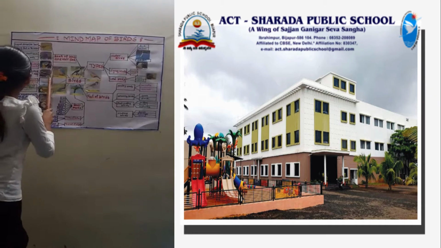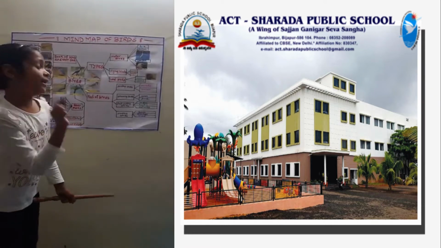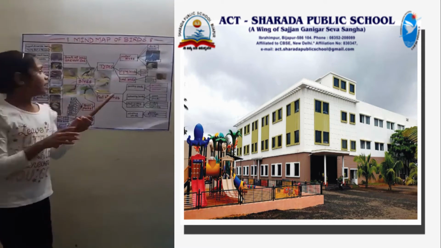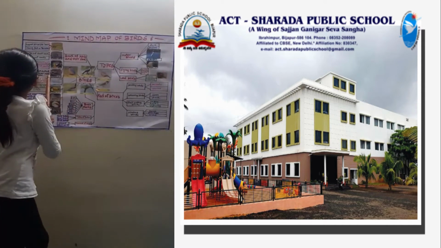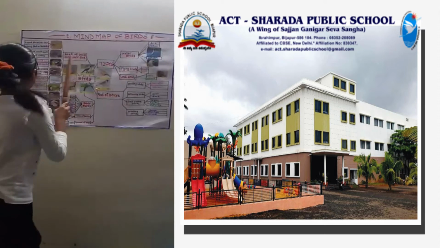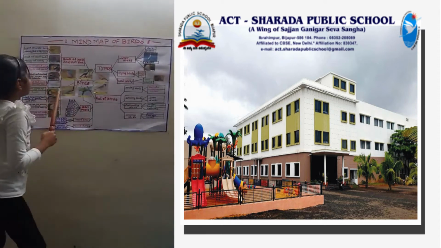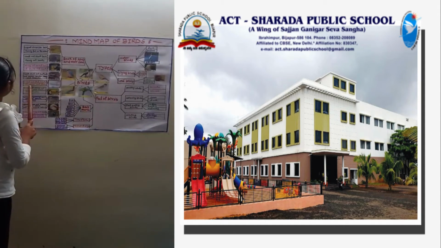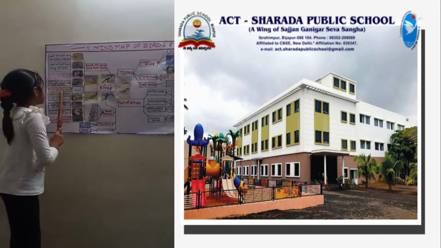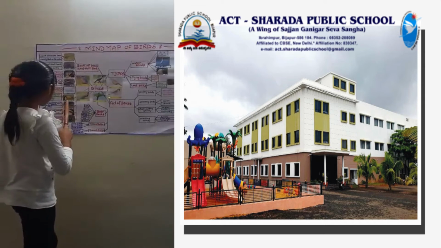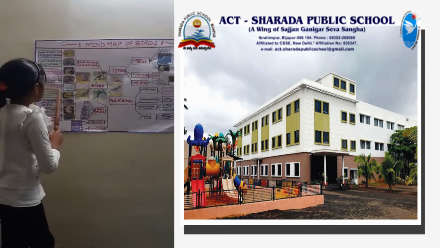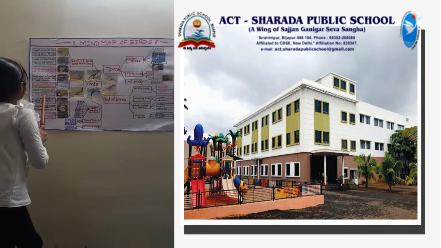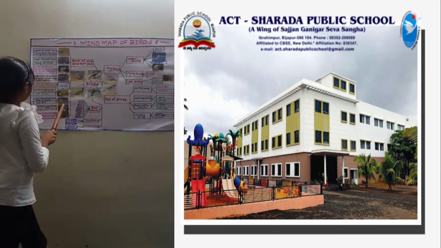Beak of sparrow: small and short beak. They eat seeds, tender plants and insects. Beak of duck: broad and flat beak. They eat worms and plants. Beak of toucan: broad and long beak. They eat fruits.